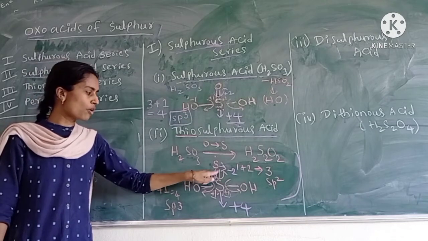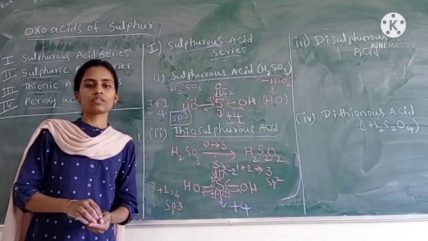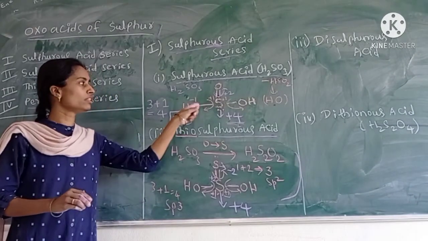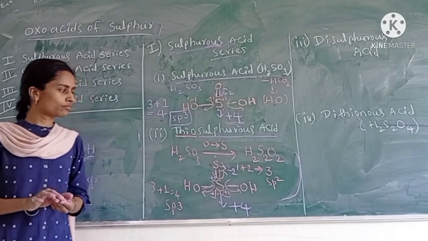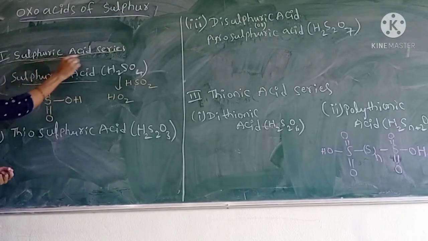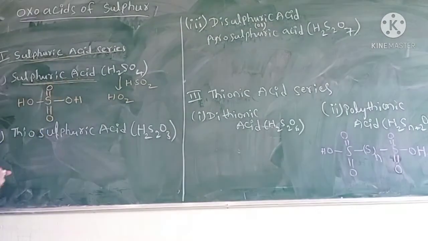And this type of pi bond is a p pi d pi bond. So the type of pi bonds in these acids is p pi d pi bonds. So the next series is the sulfuric acid series. In this series, the first acid is sulfuric acid.